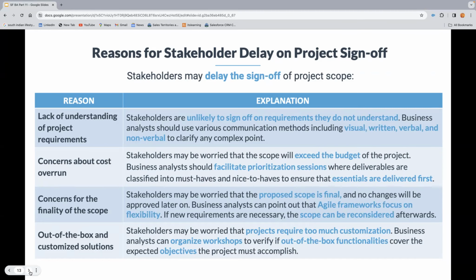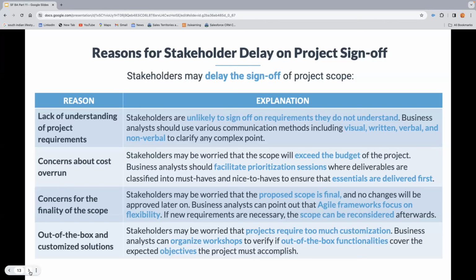Concern about cost overrun. Stakeholders may be worried that the scope will exceed the budget of the project. A business analyst should facilitate prioritization sessions where deliverables are classified into must have and nice to have, to ensure that the essentials are delivered first.